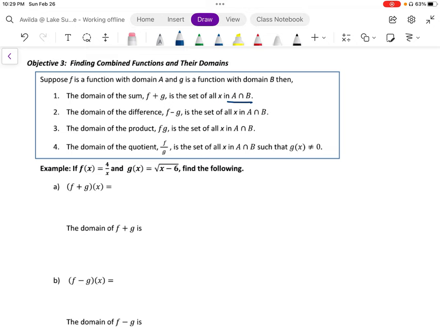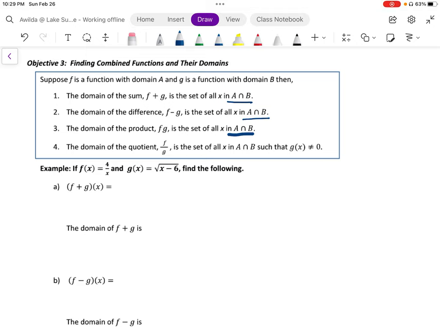Same goes for the domain of the difference, the domain of f minus g. We first find the domain of f, then find the domain of g, and look at which x values are in both, in its intersection. And so on for the domain of the product of f and g.